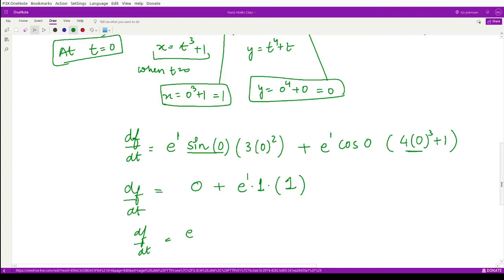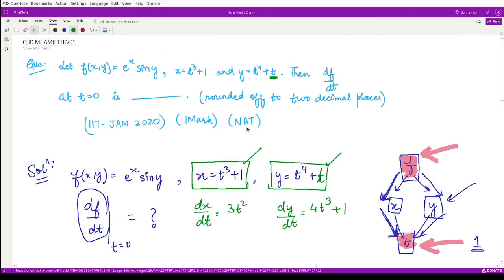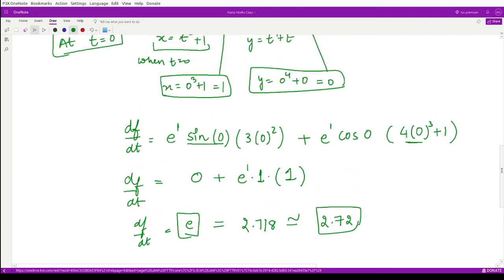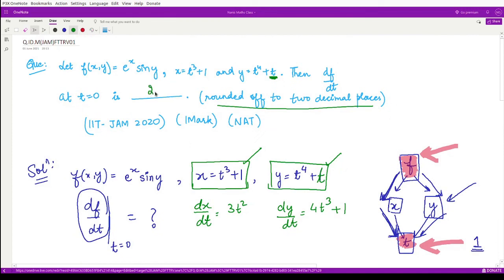So the value of df upon dt finally comes out to be equal to e. But in the question, they are asking what is the numerical value, right? Rounded off to 2 decimal places. So here you should know what is the value of this exponential function e. So its value is equal to 2.718. But when you round off this value up to 2 decimal places, it becomes 2.72. So we can write 2.72 as our answer here. 2.72. So this is your final answer.